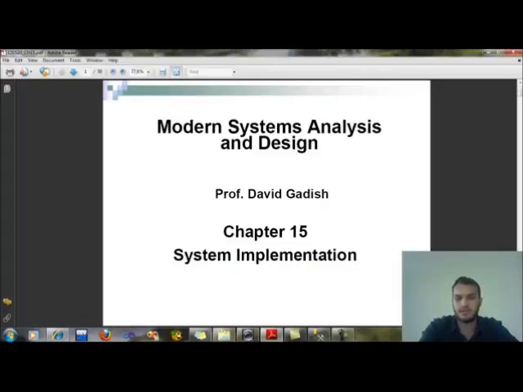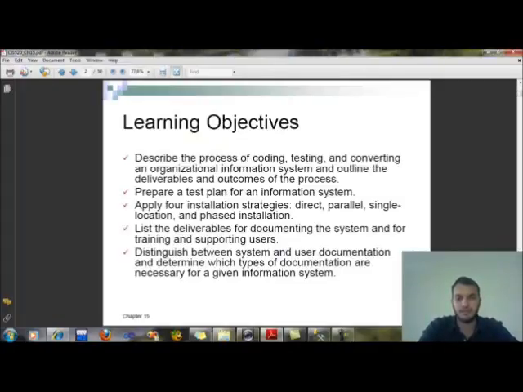And firstly, what we will learn inside this chapter: describe the process of coding, testing, and converting an organizational information system, and outline the deliverables and outcomes of the process. Prepare a test plan for an information system. Apply four installation strategies: direct, parallel, single location, and pieced installation.